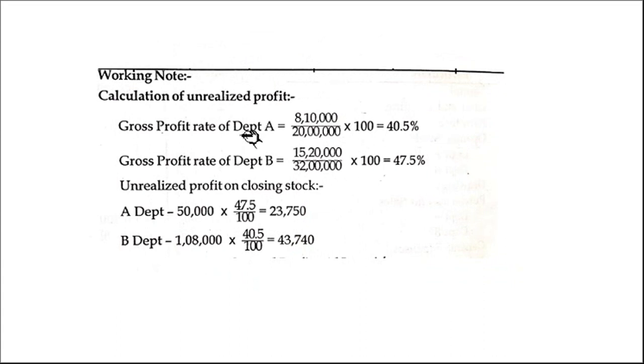So we got for department A it is 40.5%. For department B it is 47.5%. Now we have to find out unrealized profit in the closing stock. What is the closing stock of department A which they got from other department? 50,000. For department B, they have got from department A how much? 1,08,000. So see this, A and B, 50,000 and 1,08,000.